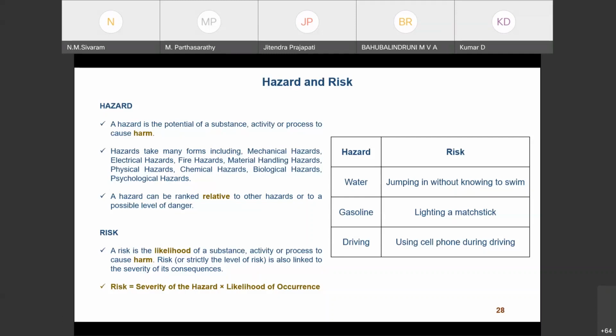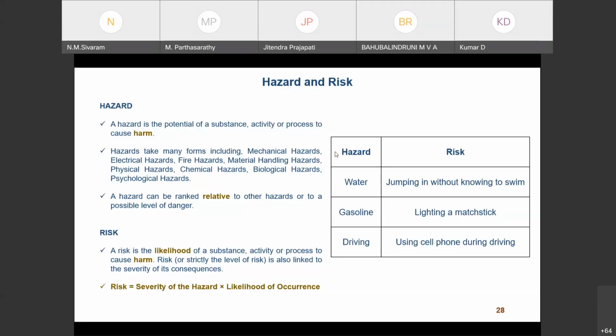But in robots, we will predominantly have the first four types of hazard, and in particular, mechanical hazard very often exists in an industrial robot. And risk is nothing but a probability, the probability of this hazard creating harm. So risk is the likelihood of the substance causing harm, and risk is a product of severity and likelihood. If severity is high and likelihood also is high, then that is a high risk operation.